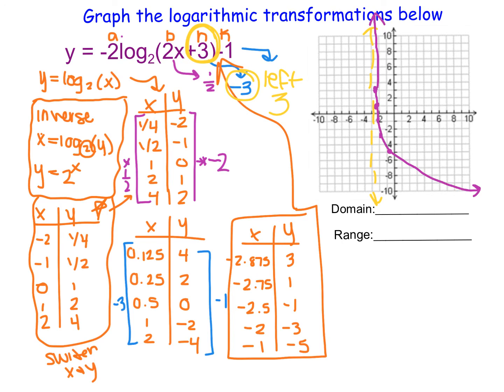Now from here we have to find our domain and our range. Note that our domain has now changed. We need all of the x values that are larger than -3. And then for our range, since we're going forever up and down, we have all real numbers.